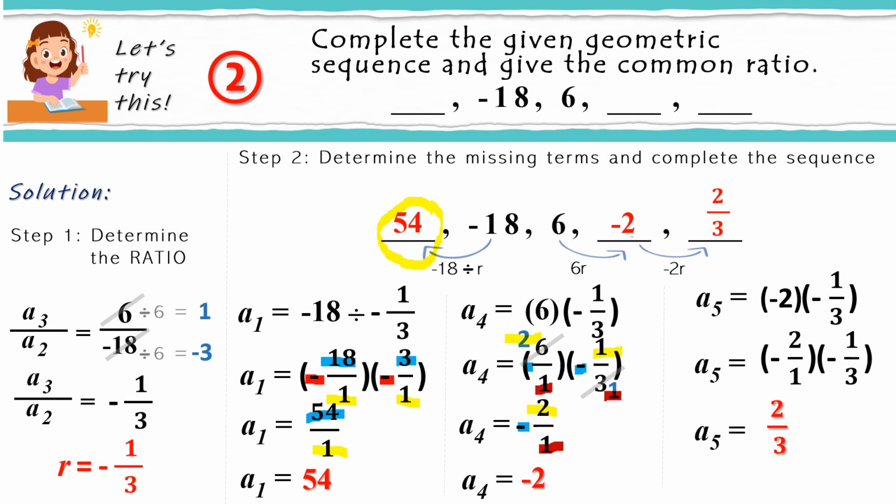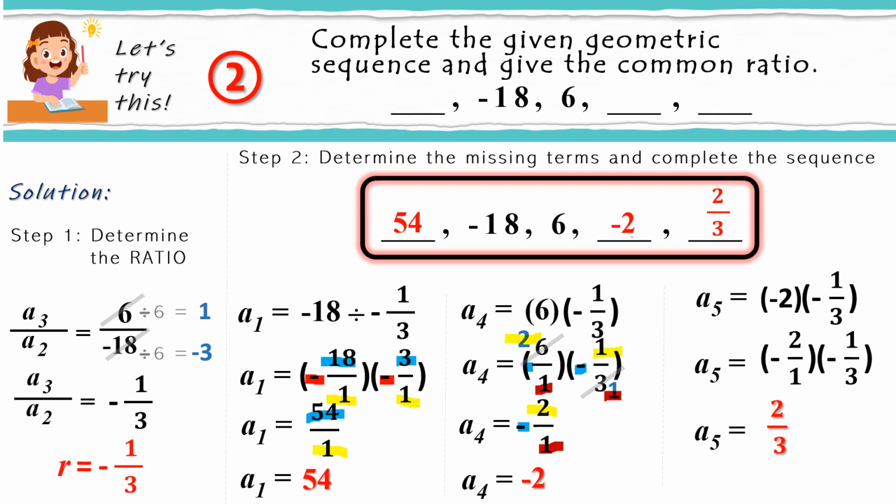So, sana nakasunod. So, ang complete terms na natin ngayon, ang complete geometric sequence, ay yan. So, 54, negative 18, positive 6, negative 2, at positive 2/3. Sana ay nakasunod.